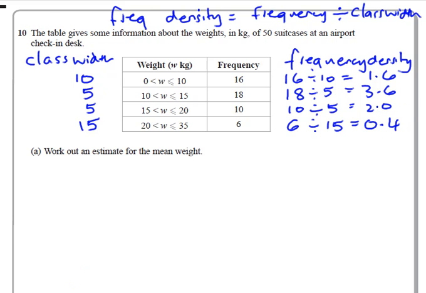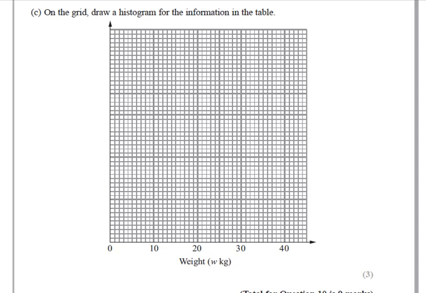So we calculated our frequency densities. Between the class from 0 to 10, we had 1.6. From 10 to 15 we had 3.6. From 15 to 20 we've got 2.0, and from 20 to 35 we've got 0.4.